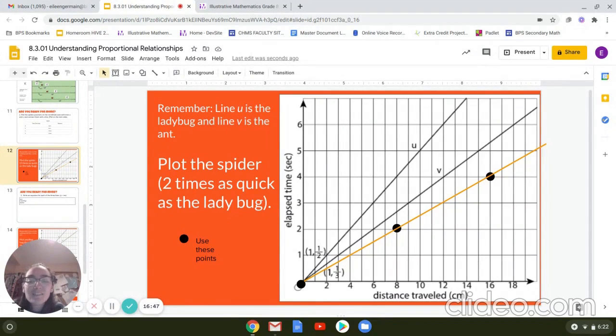So once you have it, if you need to pause the video right now, you can, to connect your points, make sure they're on there, because I'm going to be checking back to make sure that these slides are done. Awesome job. Let's take a look at this next slide here. So pause if you need to, and then once you play it, we're going to be moving on to slide number 13.